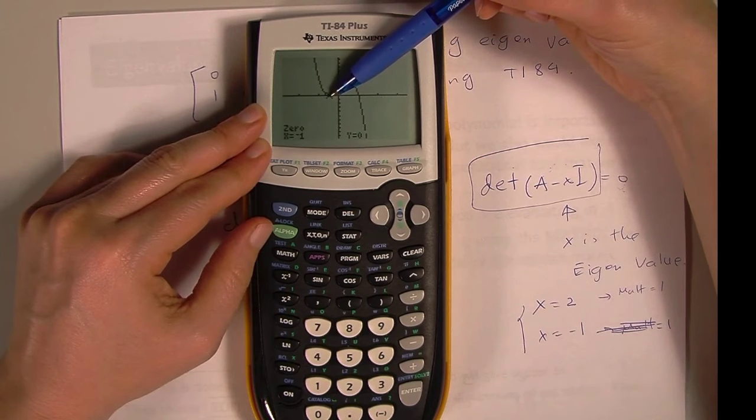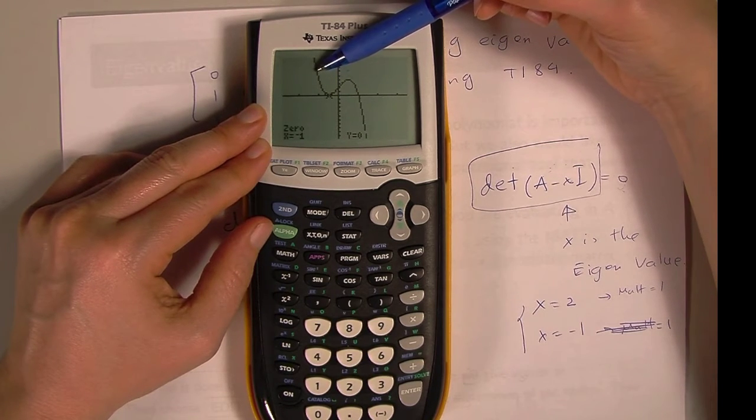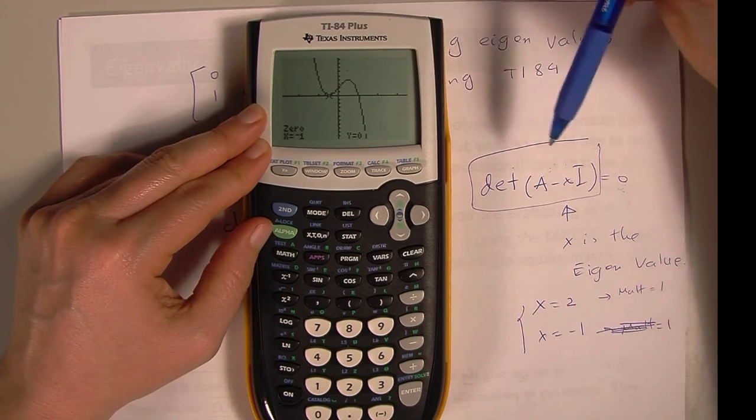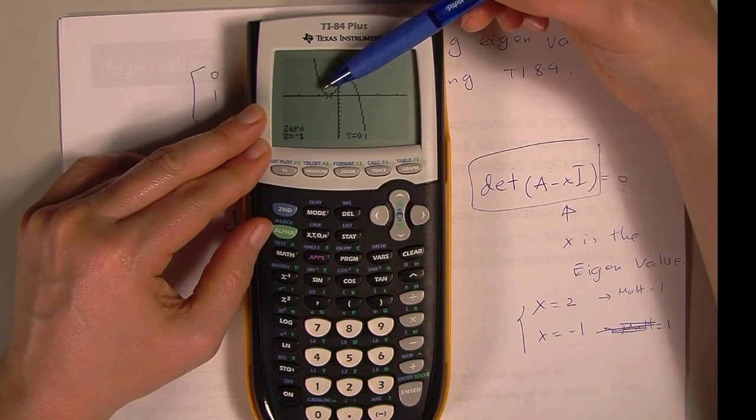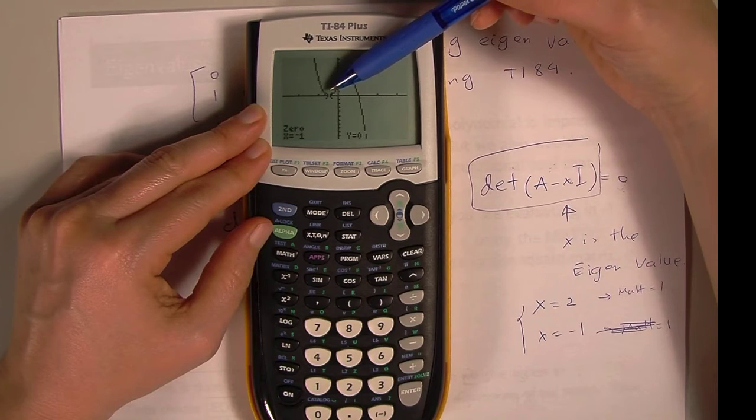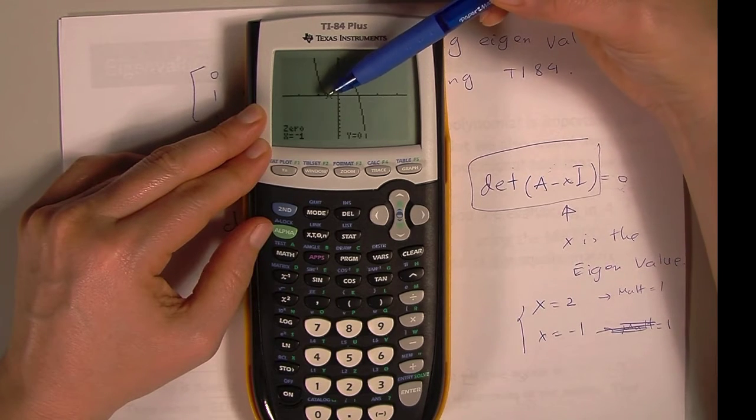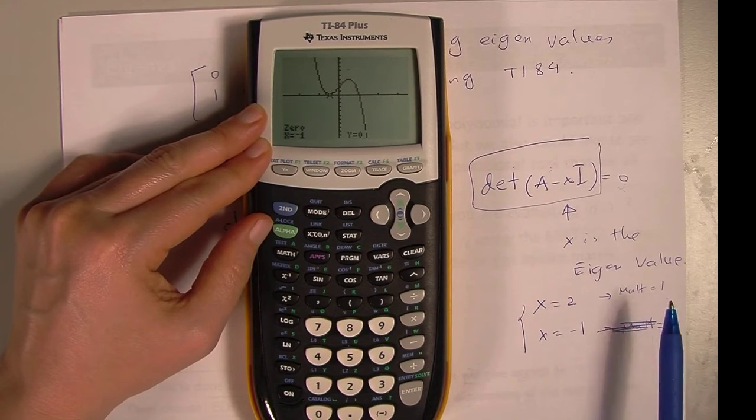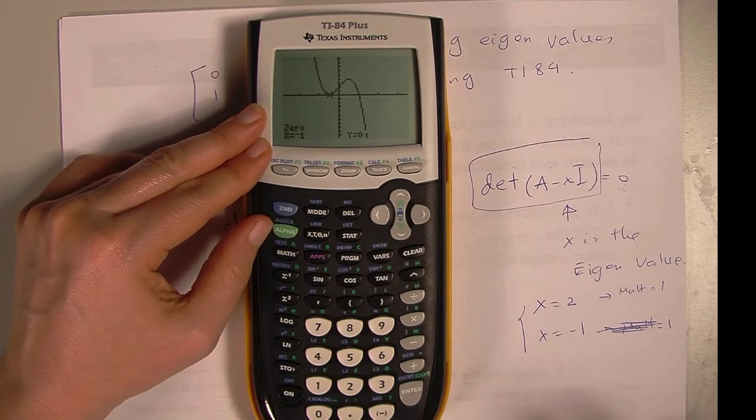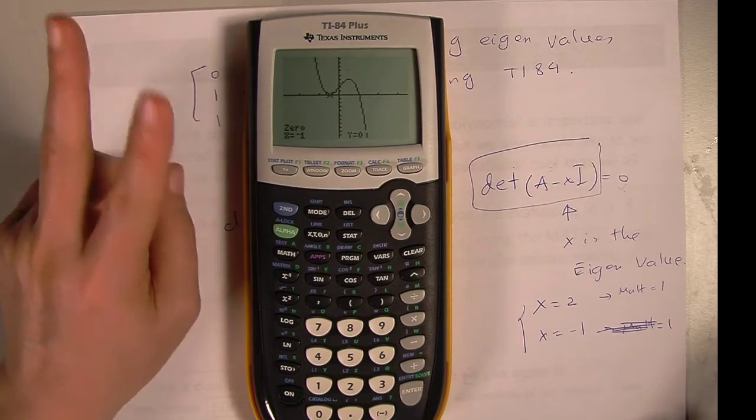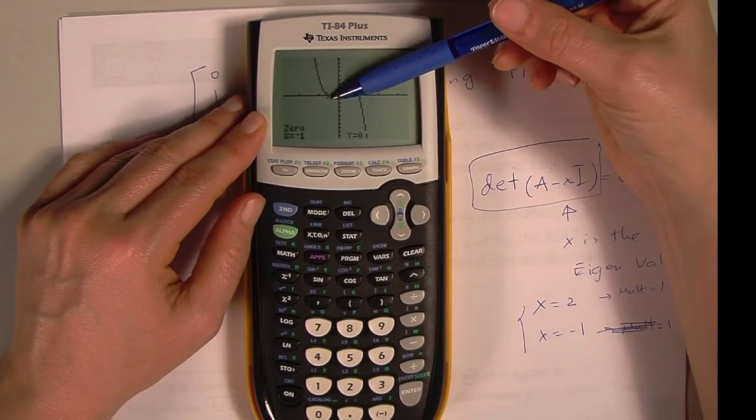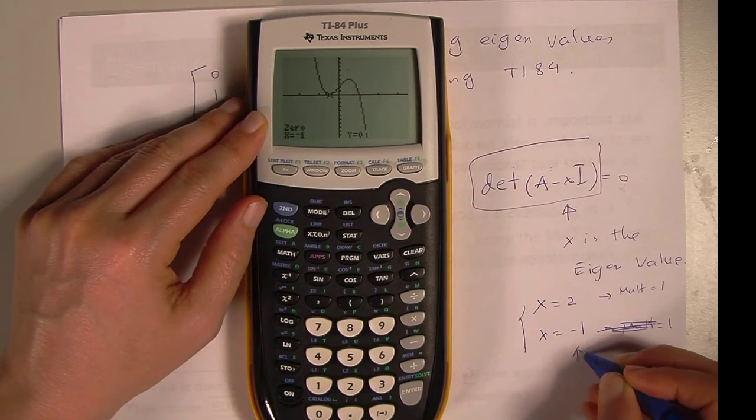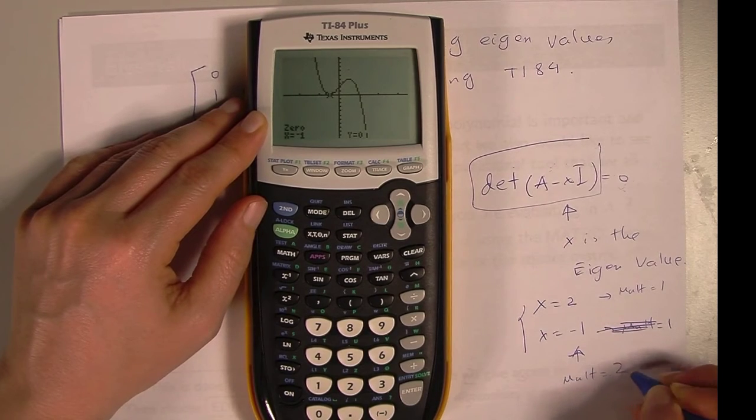For x equals -1, I see that the graph of the determinant polynomial function is tangent to the x-axis at x equals -1. That means that multiplicity is more than 1. Since I have one solution of multiplicity 1 and the polynomial is of degree 3, what is left is of degree 2. So the multiplicity of this one is 2.